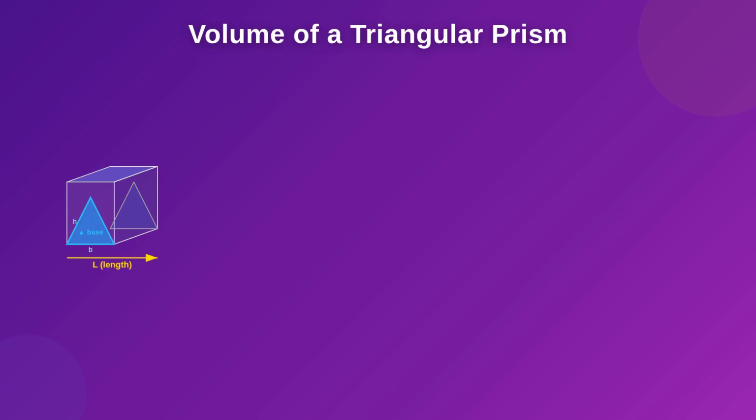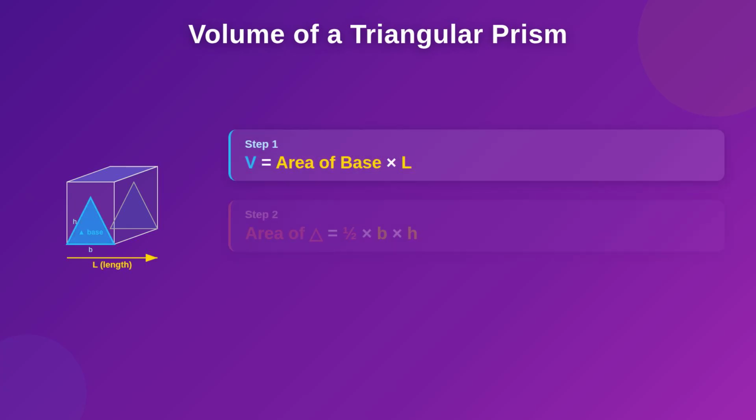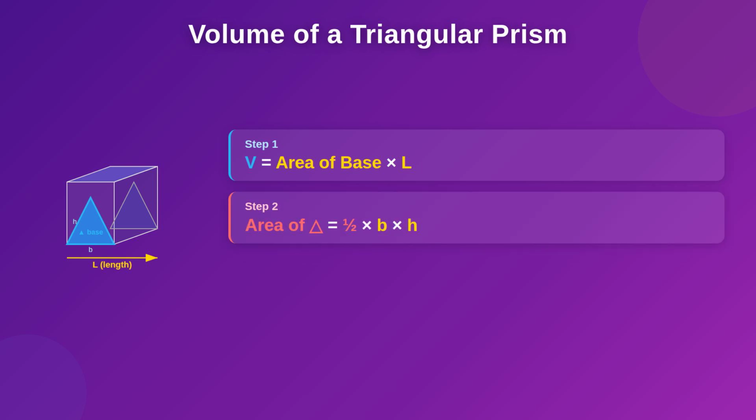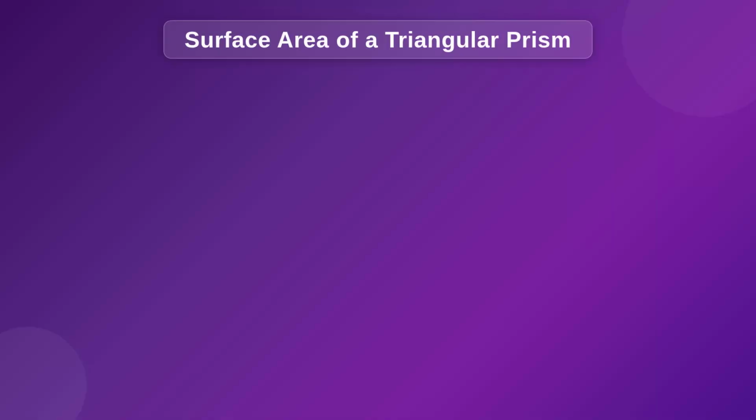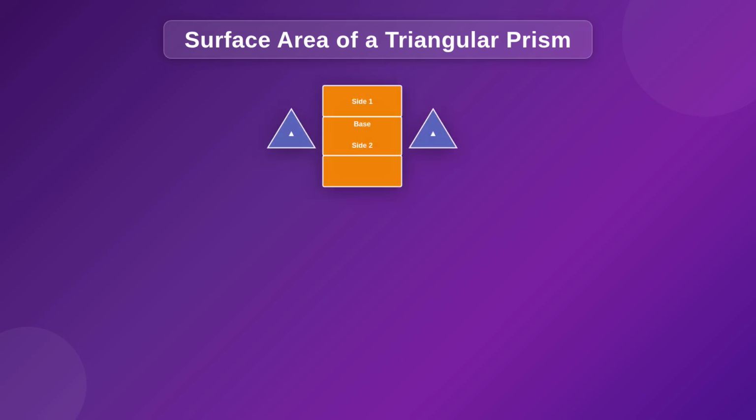Okay, here's the big idea for volume. Volume measures how much space a 3D shape takes up, like how much air fits inside Maya's prop. The formula is volume equals the area of the triangular base times the length of the prism, and the area of a triangle is 1/2 times base times height. So putting it all together, volume equals 1/2 times b times h times L. Think of it this way. You're stacking that triangle shape over and over down the entire length. That's your volume.